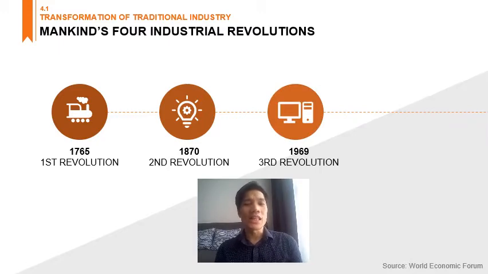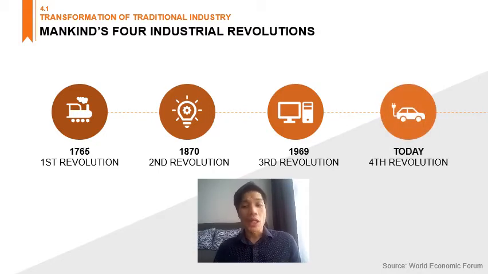And then in 1969, when computers were introduced to the world, this is what we call the third revolution, characterized by the development of electronics and IT infrastructures, as well as automated production. Now, the fourth industrial revolution, which is today, is characterized by the merging of the digital and biological worlds together, because everything now has become so interconnected and so interrelated.